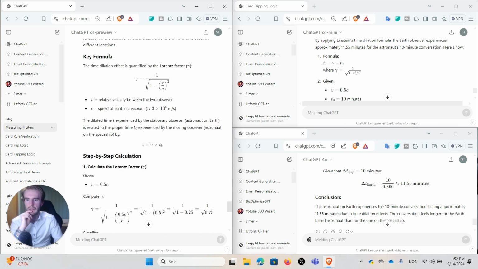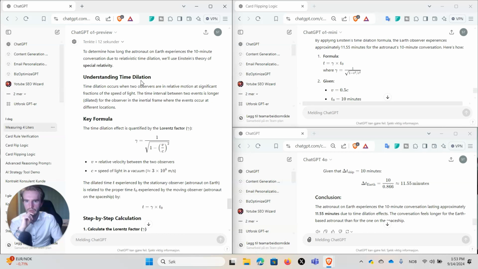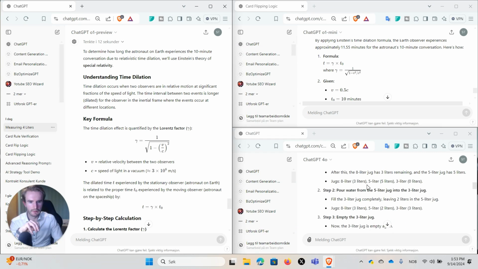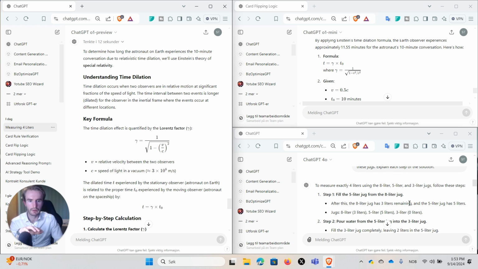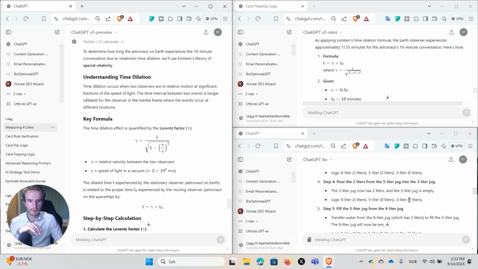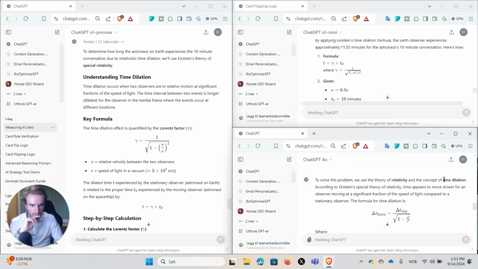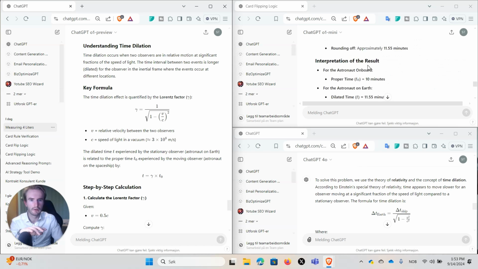Let us also see how it goes about actually answering. Here it thought in 12 seconds, understanding time dilation first. And let's see how it goes about it here. Here it goes directly to just the step-by-step process. Doesn't explain anything about it. Or here it goes a bit into time dilation, but not as detailed as here. It mentions the same formula here, which is good.